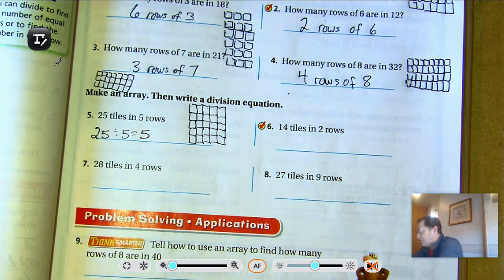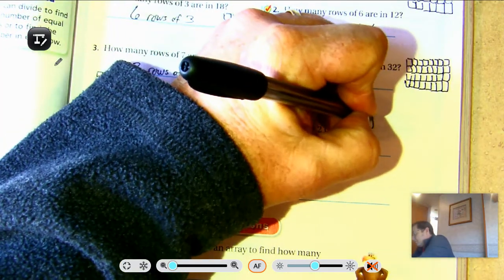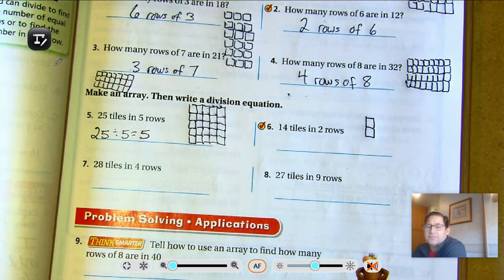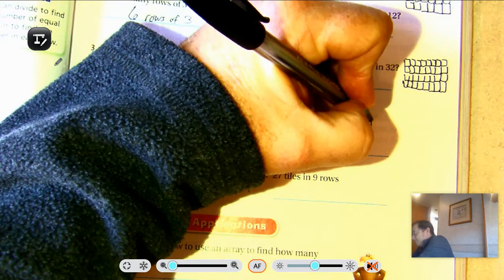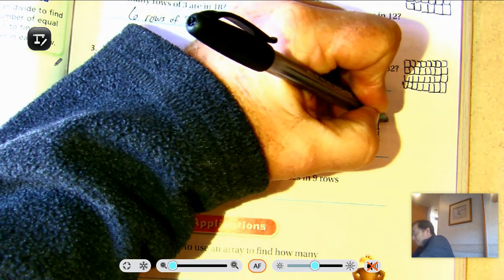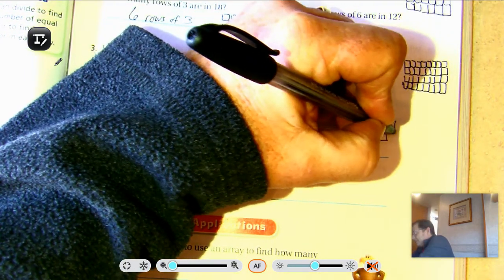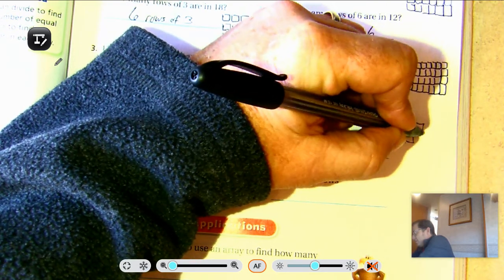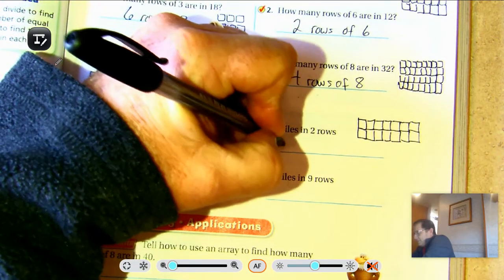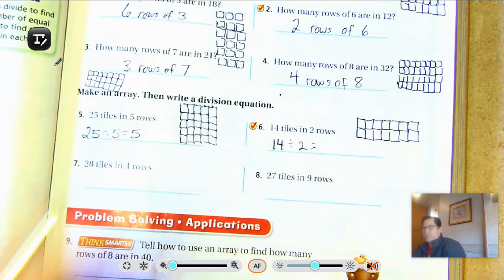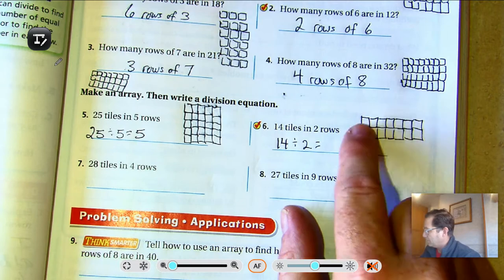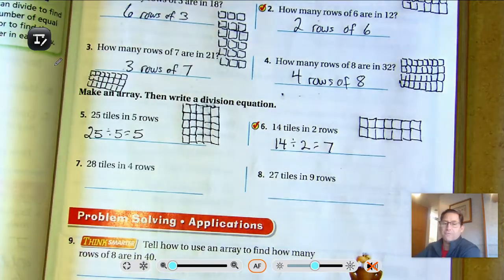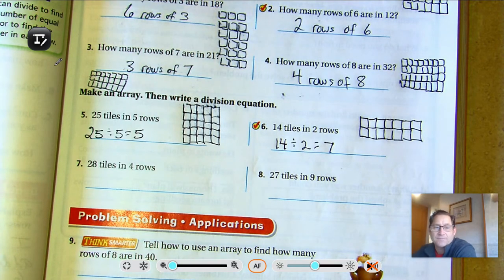14 tiles in 2 rows. Okay, so there's our 2 rows. And we're going to keep adding to the rows until we get to 14. 6, 8, 10, 12, 14. So 14 divided by 2 equals, how much do we have in each row? 1, 2, 3, 4, 5, 6, 7. And that would make sense. 2 times 7 is 14.